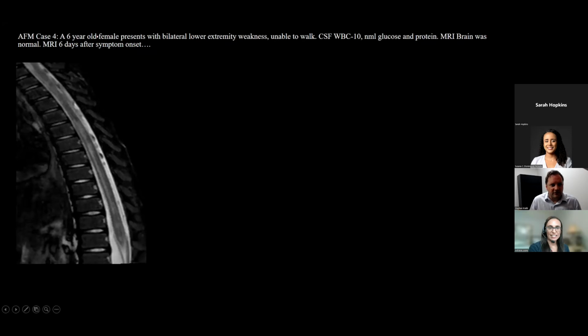Okay, case 4, 6-year-old female, bilateral lower extremity weakness, unable to walk. Their CSF white count was 10, normal glucose and protein. Brain MRI was normal. MRI done 6 days after onset. So kind of telling you all these little time frames, but a lot of times what we're seeing is a combination of when they present and how bad the inflammation is in the spinal cord of why we see sometimes it look a certain way.